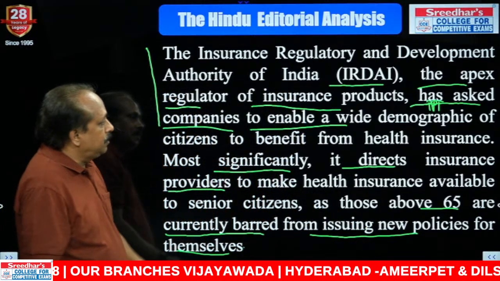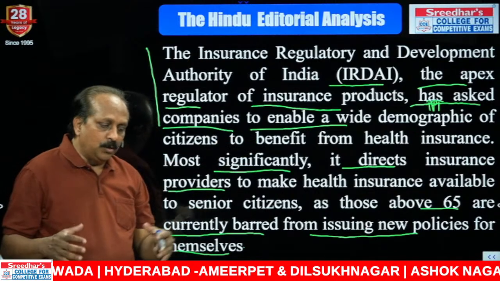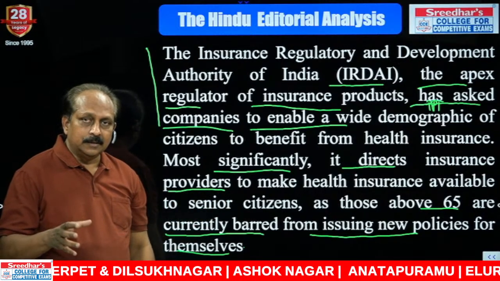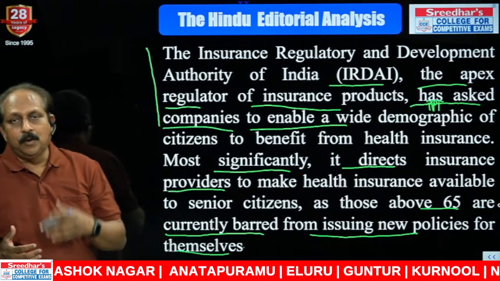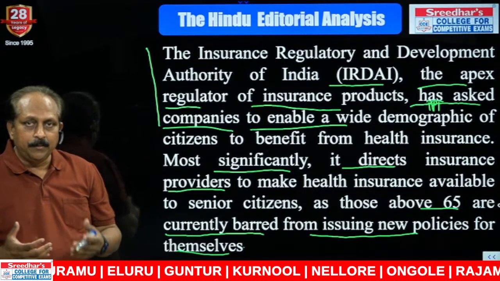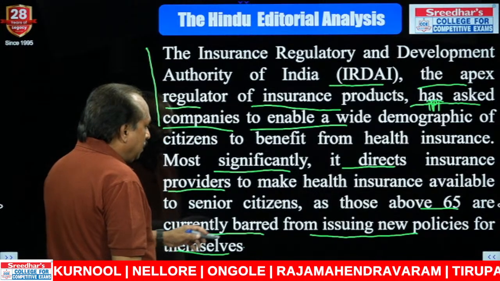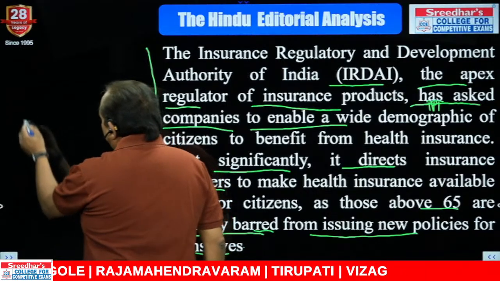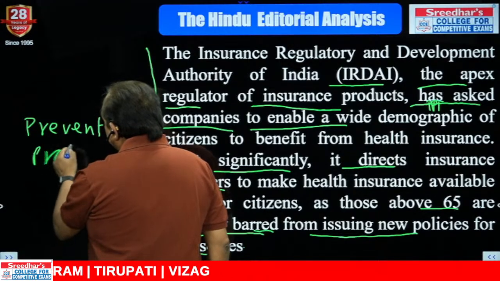One thing it says, enable a wide demographic of citizens, include more groups, one thing. Second, the focus on senior citizens. It says, as of now, senior citizens who are 65 plus are barred from taking the policy. Bar here means prevent or prohibit. Where is the word bar? Here, as those above 65 are currently barred, means what? Prevent or prohibit.